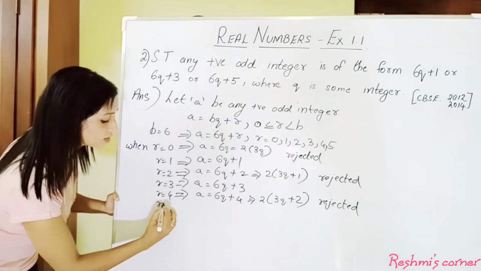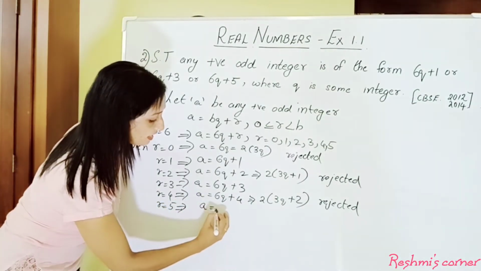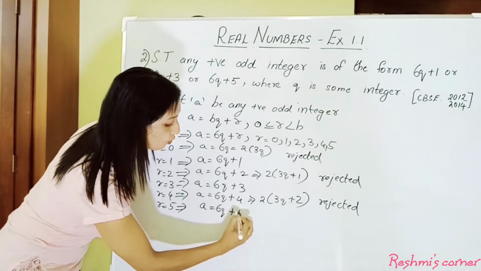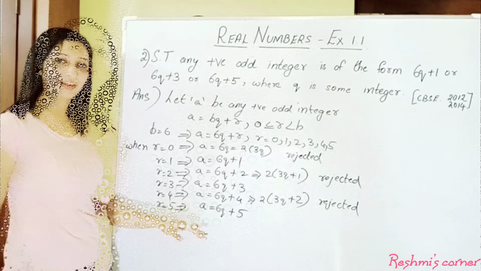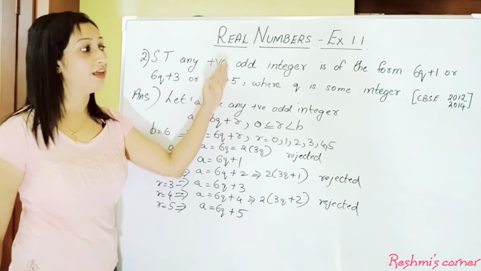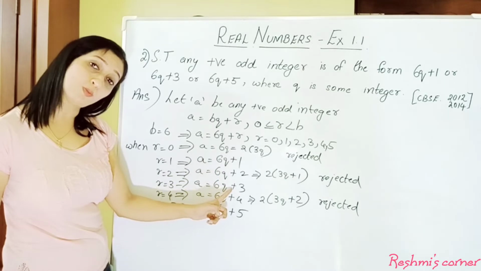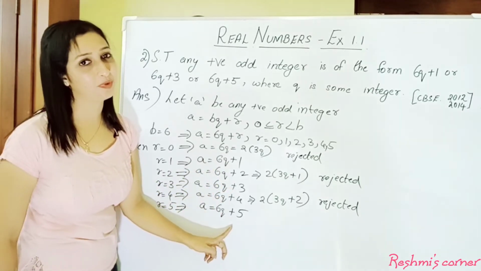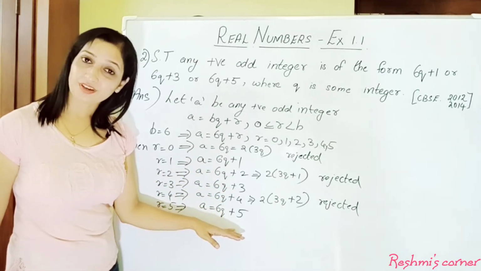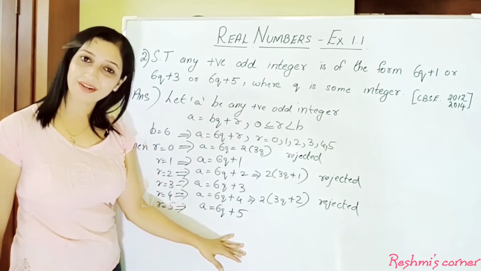Now what happens when r is equal to 5? We get a is equal to 6q plus 5. So this was our question. If we take any positive odd integer, then it will be of the form 6q plus 1 or 6q plus 3 or 6q plus 5. That was our answer for question number 2. Now let's move on to question number 3.